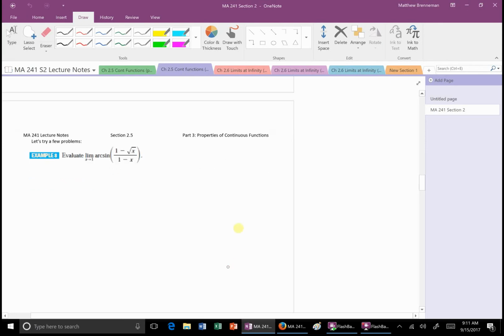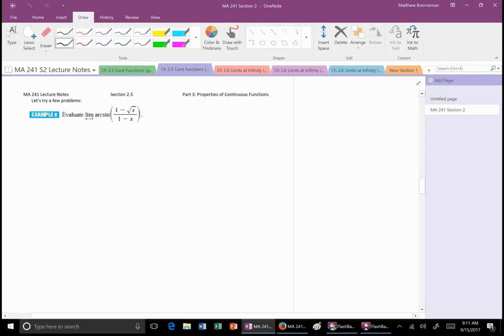So here's a problem I want to look at. I want to evaluate the limit as x approaches 1 of the arc sine of the ratio 1 minus the square root of x over 1 minus x. I'm not taking the limit of just the regular function.